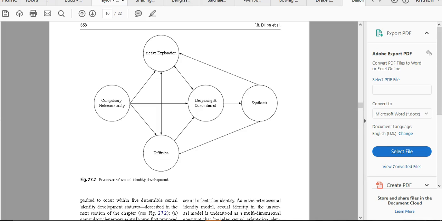When we're looking at this, it's important to note that individuals who move directly from compulsory heterosexuality into the deepening and commitment without any type of exploration, and then proceed to synthesis, so they don't have the active exploration phase, may not actually fully demonstrate all the qualities of synthesis, because they have essentially bypassed the questioning of societal values relating to heterosexual privilege. So what does this look like if we are, for example, using a case study?